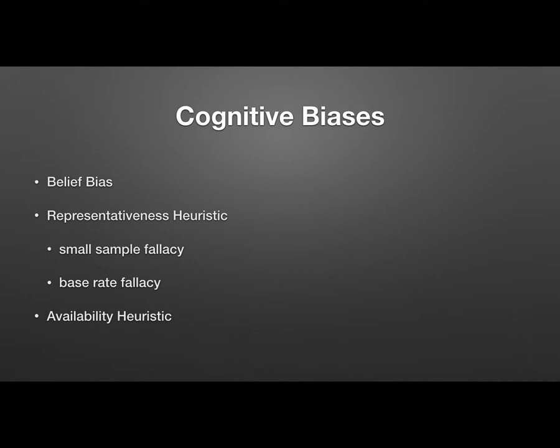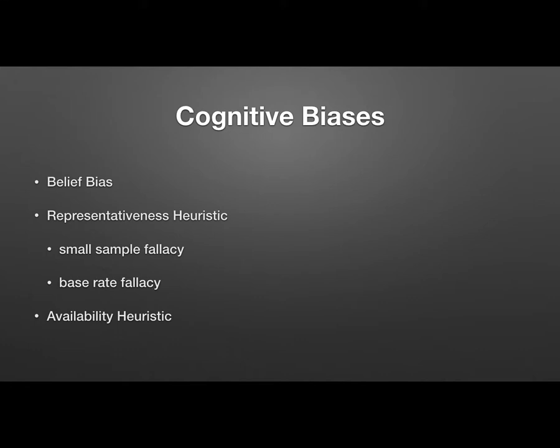Representativeness heuristics. This is really interesting. These are the two fallacies that people are pretty much always susceptible to. The first is the small sample fallacy. We tend to think that even if we have just a handful of people, as long as we feel like they represent the bigger group that we're thinking of, whatever comes out of that small sample applies to the whole group, and this is rarely the case.